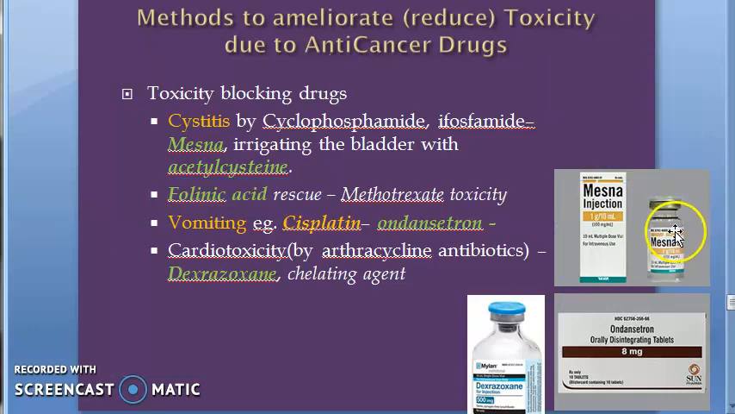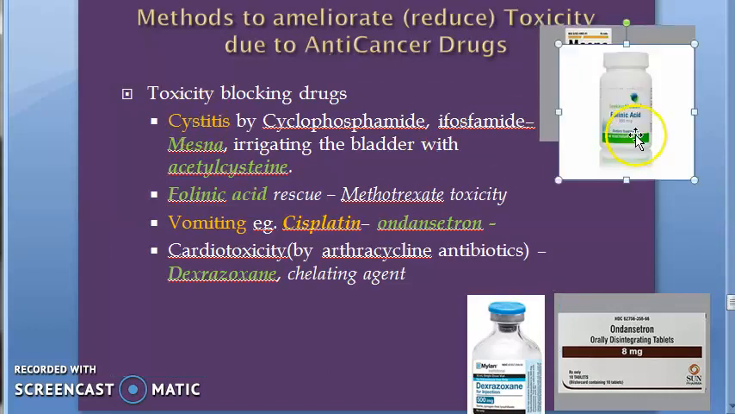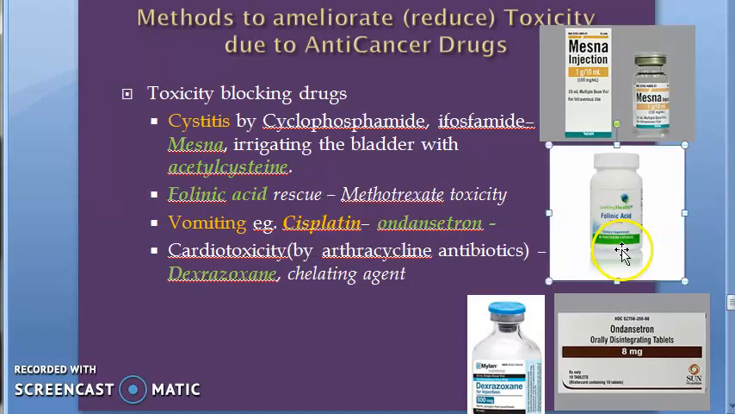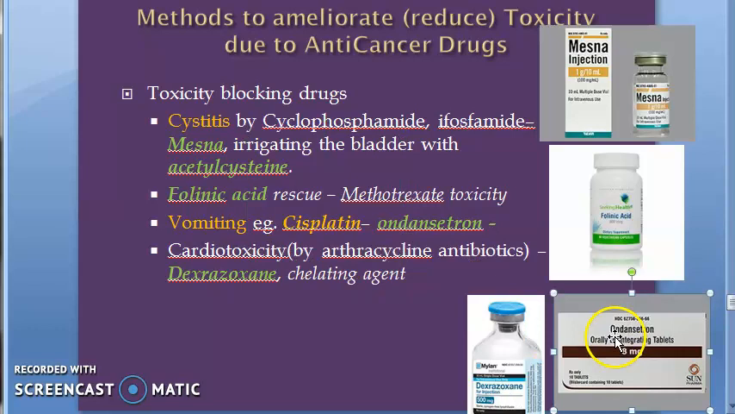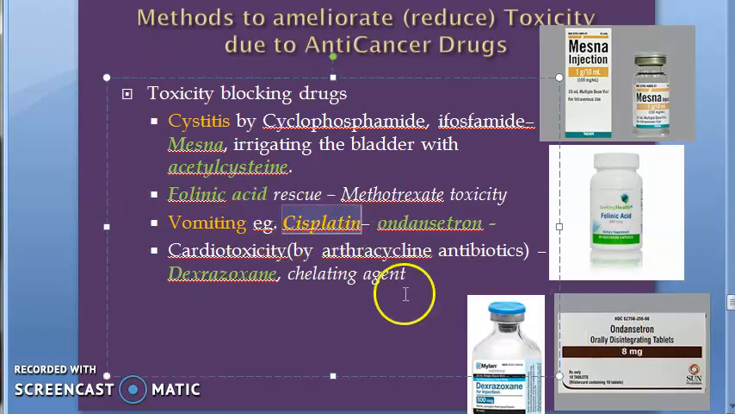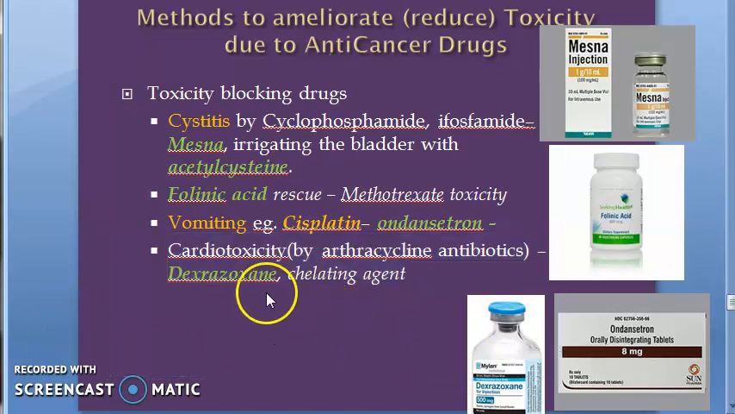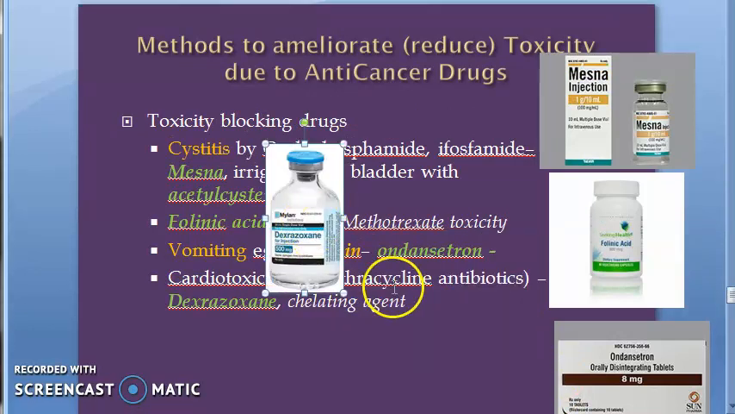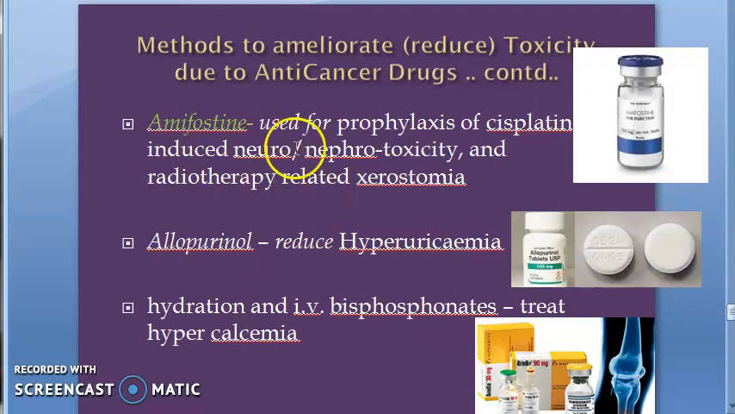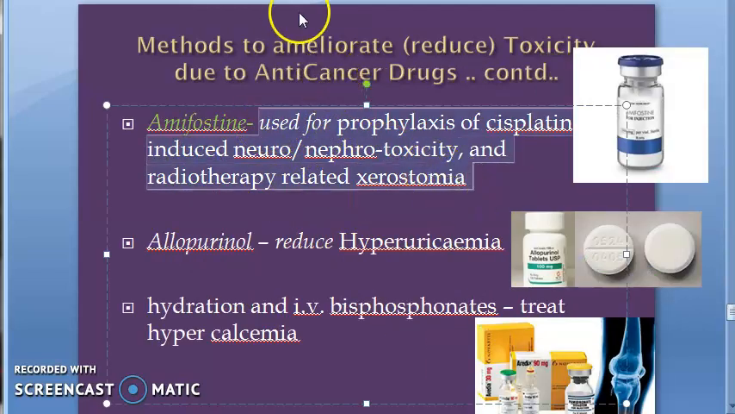Okay, this is folinic acid here. Look at this, folinic acid. Then ondansetron you will give, if there is vomiting. All of them will cause vomiting. Cisplatin actually is highly emetogenic. Then to handle cardiotoxicity, you will give dexrazoxane. This one, dexrazoxane, a chelating agent.